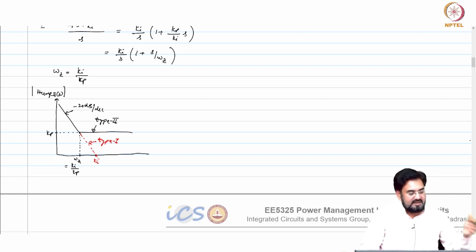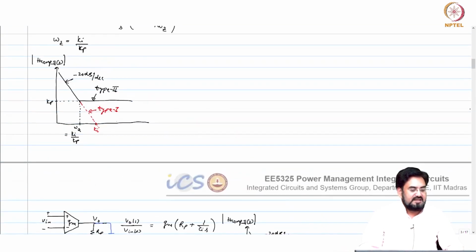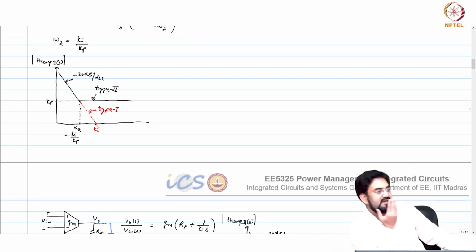The other thing is I already told you about that: if you could keep this zero at a lower frequency, then ultimately you are increasing the proportional gain, and if you are increasing the proportional gain, then your UGB may move to a higher frequency. So you have to adjust back. So you cannot arbitrarily make this zero at a very low frequency, and if you make it very low frequency, then what control do I have to reduce the gain?